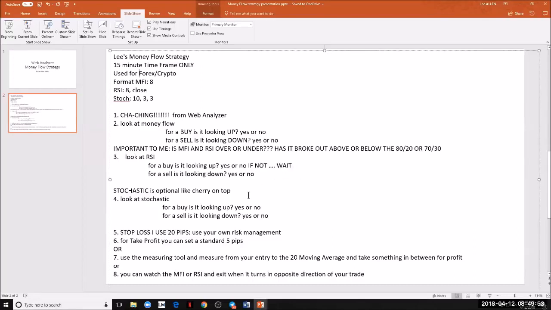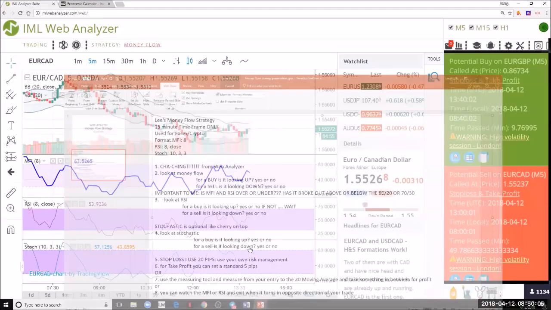So anyway, but for Forex, it works equally as well. And so that's what I'll be teaching on today. And that's absolutely what most of us will be using it for.